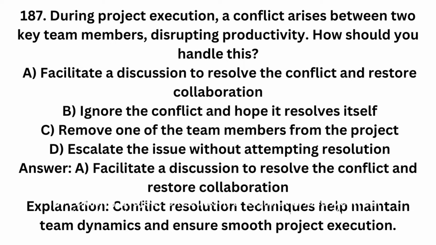187. During project execution, a conflict arises between two key team members, disrupting productivity. How should you handle this? A. Facilitate a discussion to resolve the conflict and restore collaboration. B. Ignore the conflict and hope it resolves itself. C. Remove one of the team members from the project. D. De-escalate the issue without attempting resolution.